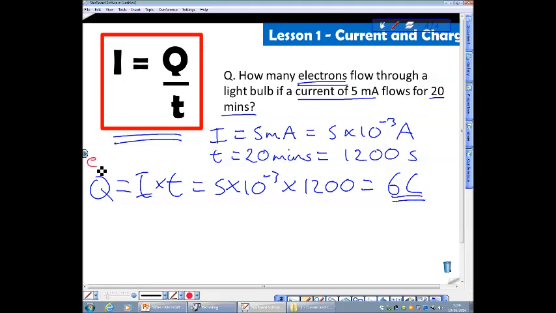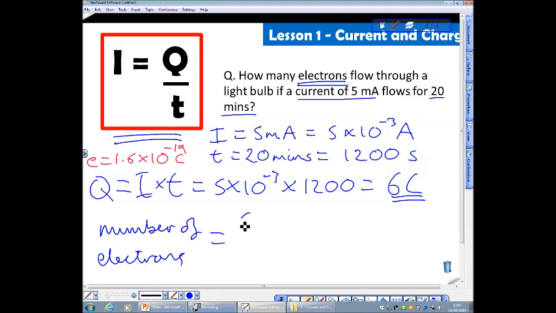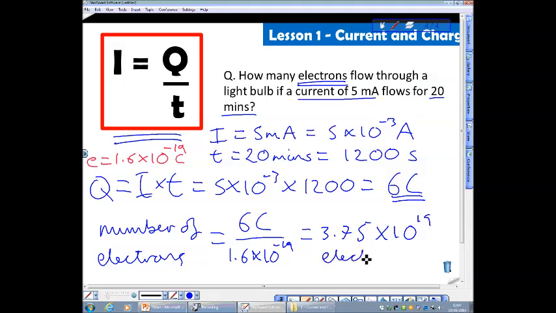Now remember, we know the charge on an electron is equal to 1.6 times 10 to the minus 19 coulombs. So each electron has that amount of charge. We know we've got 6 coulombs of charge though. So if we divide 6 coulombs of charge by the charge on one electron, that will give us the number of electrons. So that will be equal to 6 coulombs divided by 1.6 times 10 to the minus 19 coulombs per electron. And that tells us that we have 3.75 times 10 to the 19 electrons that flow in that 20 minutes.